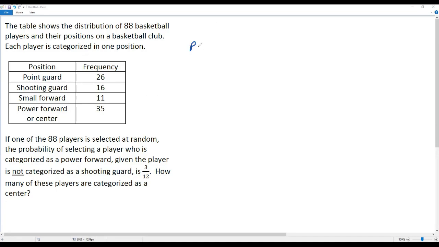Okay, let's assume capital P as the number of players who are categorized as power forward. Let me write the stuff over here. And C as the number of players who are categorized as a center. Now let's consider the last row of the table over here. The number of players who are categorized as power forward or center is 35.